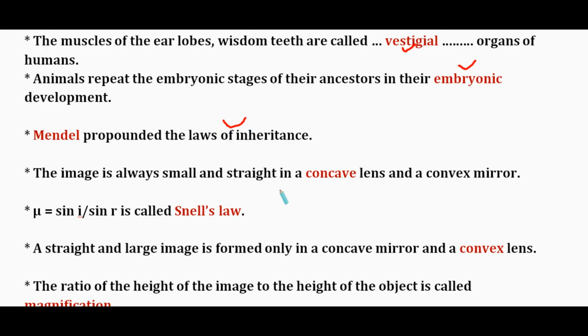The image is always small and straight in a concave lens and convex mirror. Mu equal to sin i upon sin r is called Snell's law. A straight and large image is formed only in a concave mirror and convex lens.